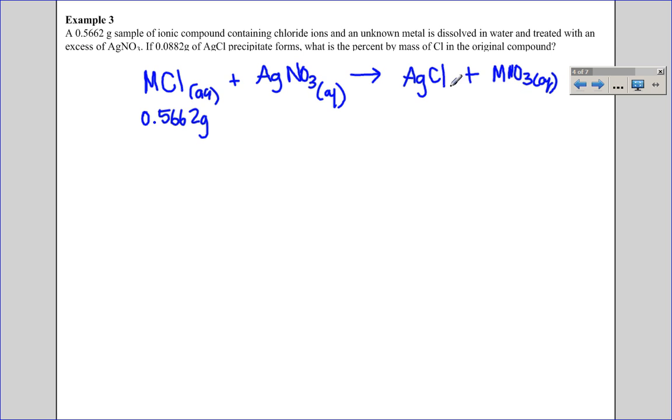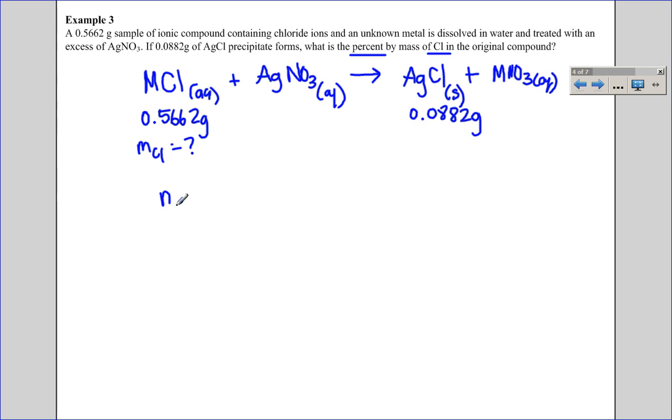Now this is a precipitate. Chlorides are soluble except with silver, lead, or mercury. So in this case, being combined with silver, you're going to get a precipitate of silver chloride. When we do this reaction, we produce 0.0882 grams of the silver chloride. The question is asking us to determine the percent by mass of chloride in the original compound. So I want to use this information to figure out the mass of the chlorine that is in this original compound.